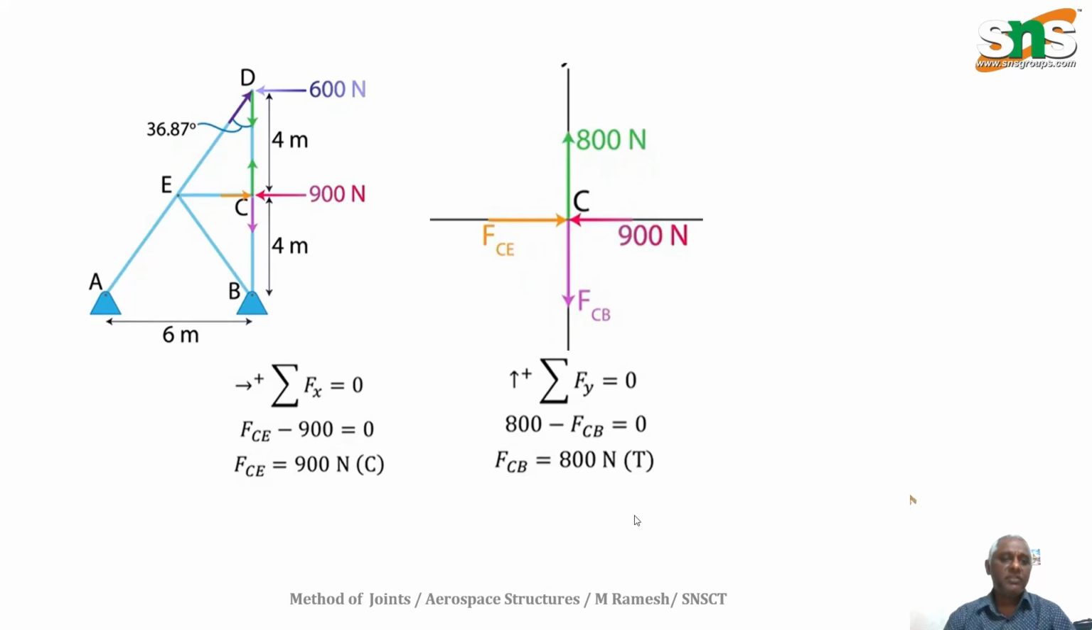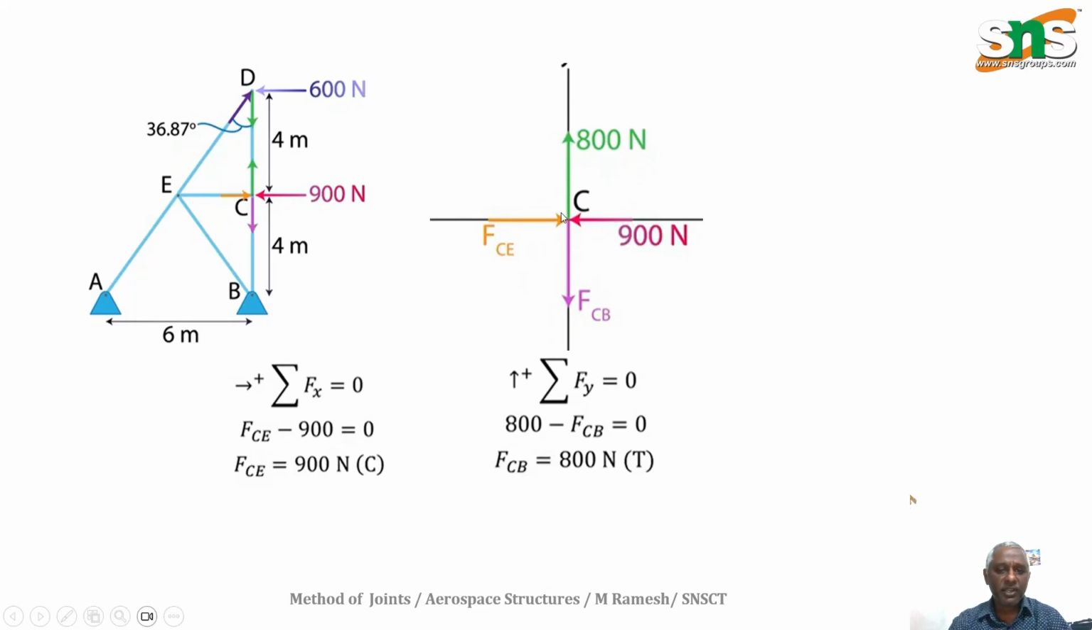Next, we will go to take another joint, C. If you go for joint E, this one is already found out, but this is unknown, this is unknown, this is unknown. Three unknowns are there, so you should not take joint E. So another chance we can go for is joint C. At joint C you have this known value, 800 Newton, and CB is unknown, CE is unknown. So only two unknowns.